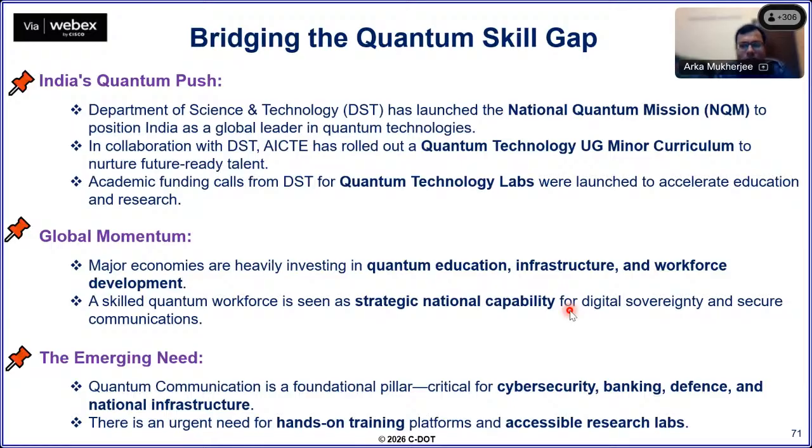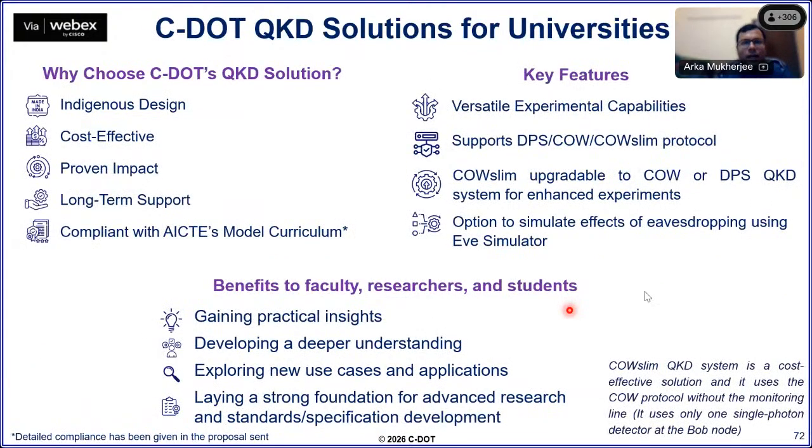And for that we need good quality theory as well as practical insights. So for that we customized our solution to make it more cost effective for the educational sectors. It is a completely indigenous solution with long term support, and it is compliant with AICTE's curriculum also. We can support multiple experiments that will give hands-on experience of how the keys are actually generated. We support three protocols, BB84, DPS and COW, and we customize this coherent one-way protocol called coherent one-way slim. This is basically a cost effective version, so that it fits in the educational budget.